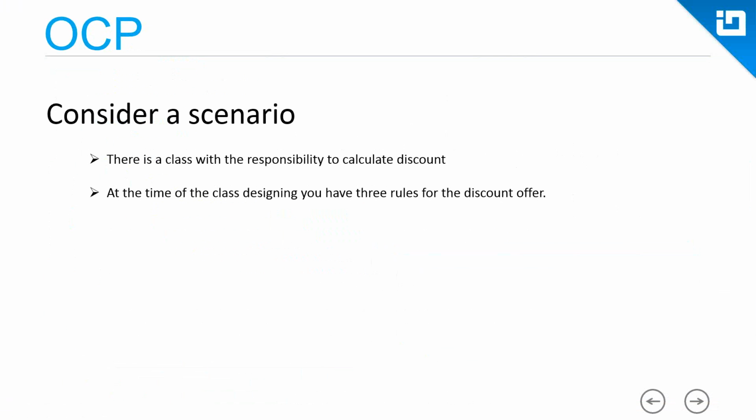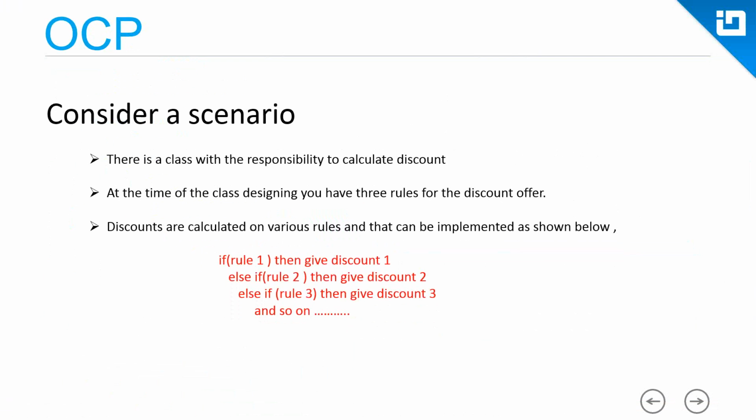Great. So here you see, let us try to understand what the problem is and how OCP is helpful. So consider a scenario that there is a class with the responsibility to calculate discount, and at the time of class designing, you have three rules for discount offers. Discounts are calculated on various rules, and that can be implemented as shown below. So let us say if rule 1, then give discount 1, if rule 2, then give discount 2, if rule 3, then give discount 3, and so on.